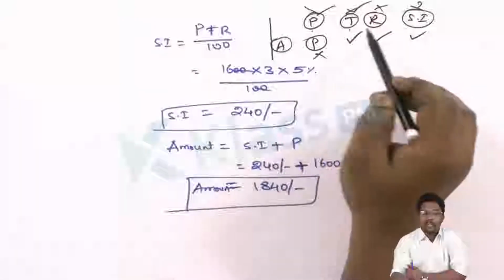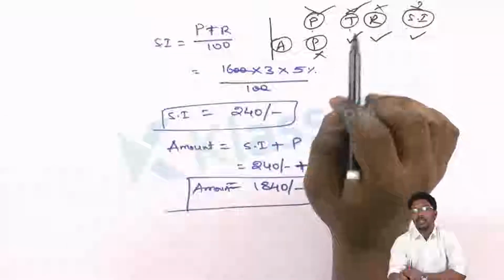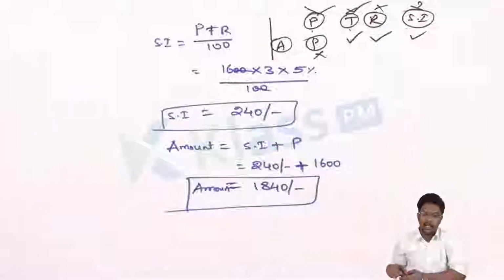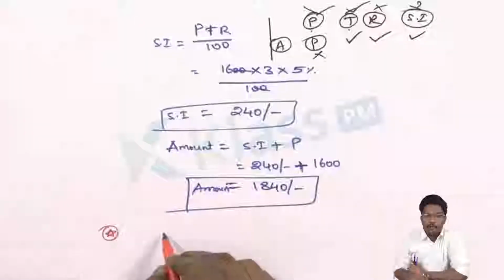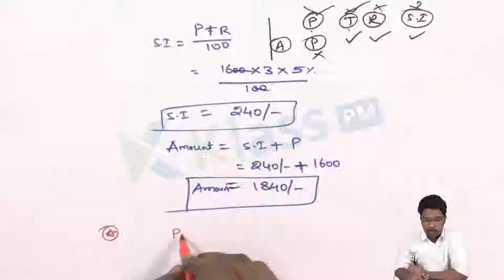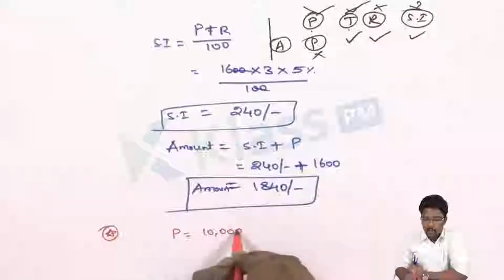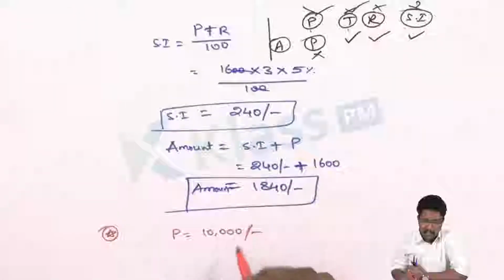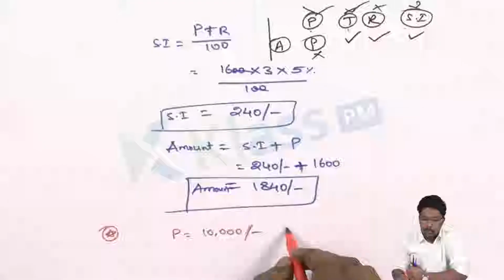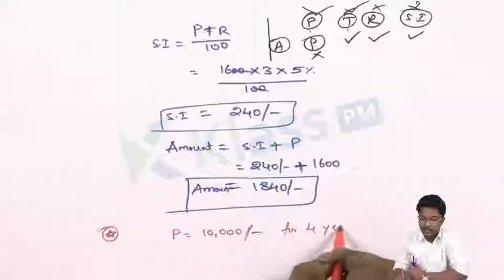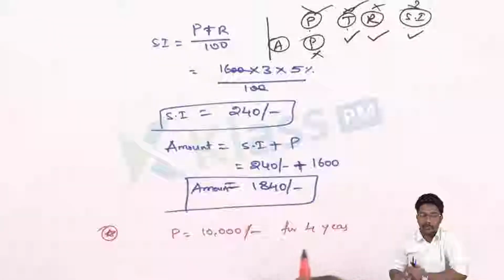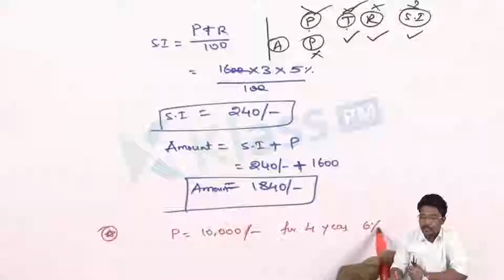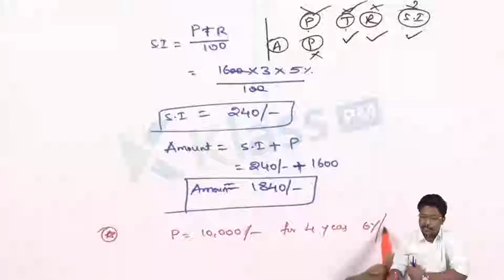In this way he will give four data and ask for the remaining one. Okay, let's see some problems based upon this. Find the simple interest on 10,000 rupees. It is the initial amount I am taking as a loan, 10,000 rupees, for 4 years, at a rate of 6% per annum. Okay, 6% per year.